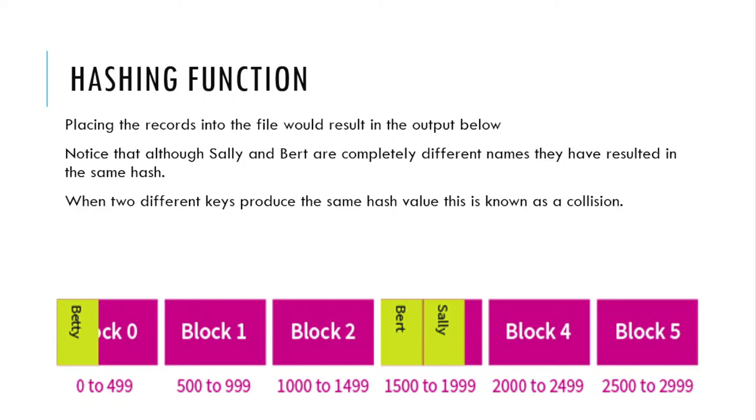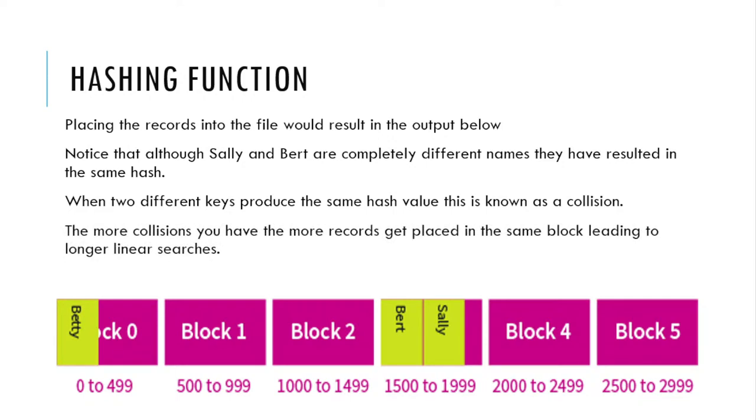Now, this is the situation we have. Even though we have stored Bert and Sally, they have both been stored in the same block, and technically that is a collision. Technically a collision, okay? The more of these that we store in the same block, potentially, the longer the linear search has to happen.